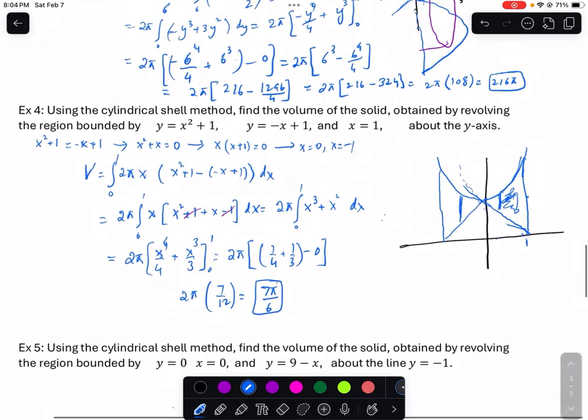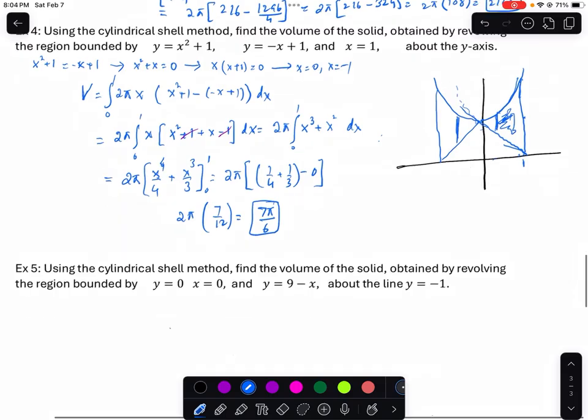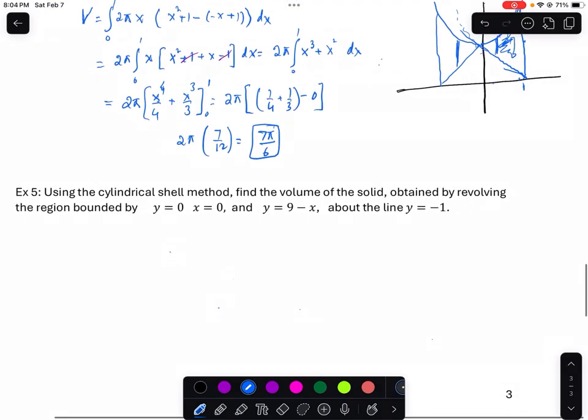Okay, the last example is different from any of the ones that we just did. So this time we are revolving it about another line, not one of the axes, but a line parallel to the x-axis. So y is equal to negative 1. So we graph the function first.